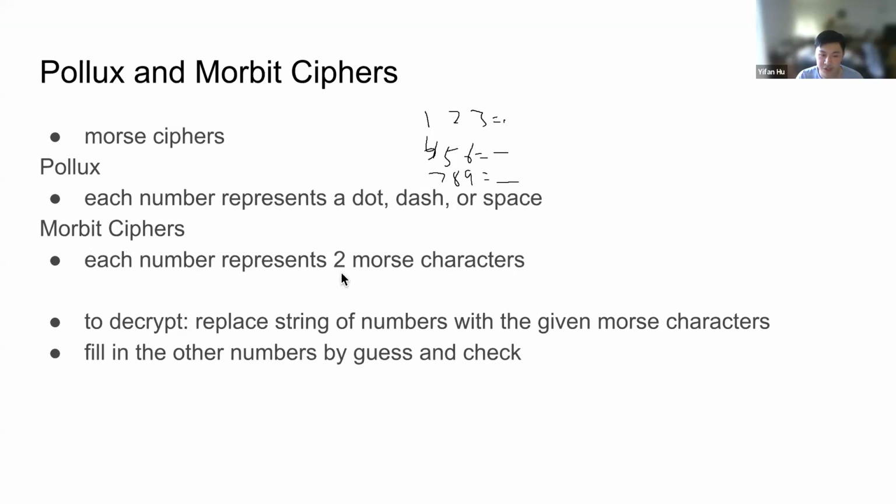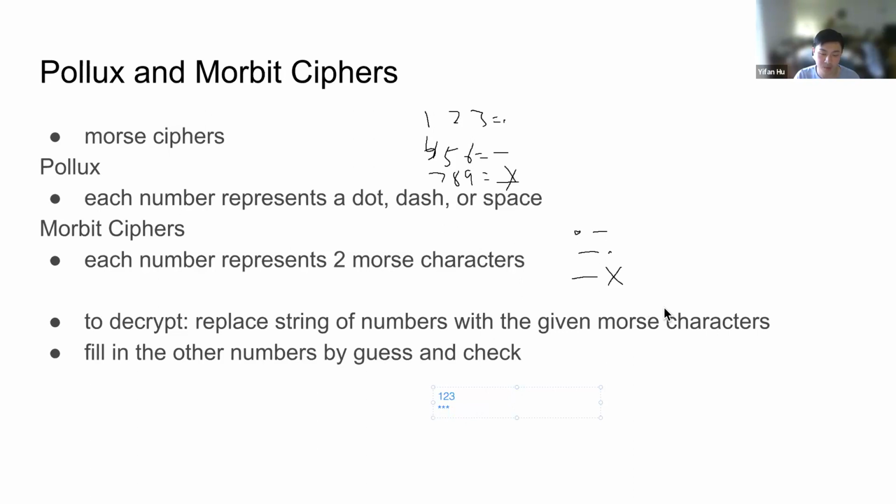Morbit ciphers, each number is 2 Morse characters. So instead of just being a dot, it might be a dot and a dash, or a dash and a dot, or a dash and a space. And then decrypting, you replace each string of numbers with the given Morse character. So when they give you your 1, 2, 3, you replace it, and if it's this, you just get dot dot dot. And this is just how you use the Morse.